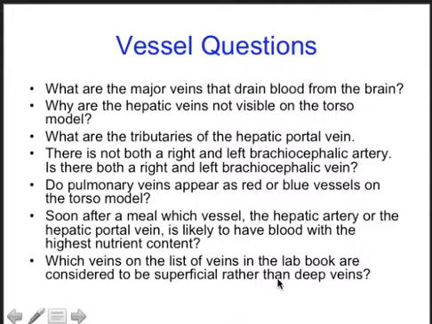Okay, the next question. The veins on the list of veins in the lab book which are considered to be superficial rather than deep, and we had that list: the basilic, the cephalic, the axillary, the external jugular vein, and the great saphenous vein, all considered to be superficial.